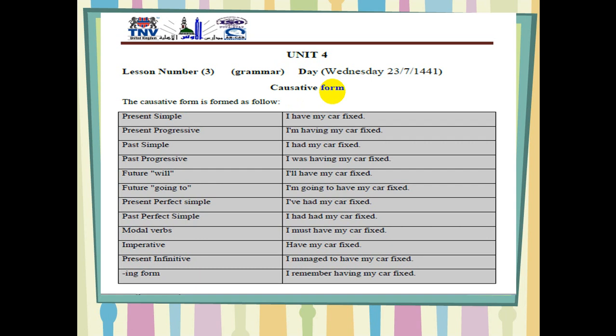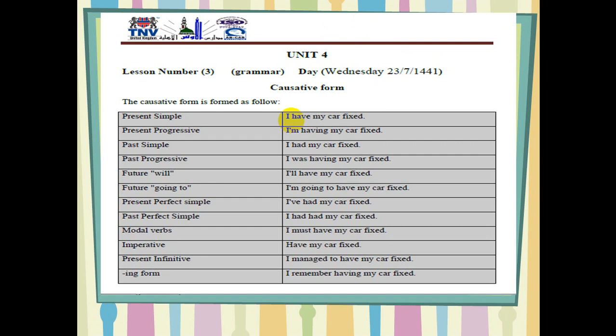At first, I'd like to tell you that the causative form is used when we do not do something ourselves, but we arrange for somebody else, usually an expert, to do it for us. Like the examples, I have my car fixed. Here, I don't fix my car, but another person fixed it. So, I must say I have my car fixed.